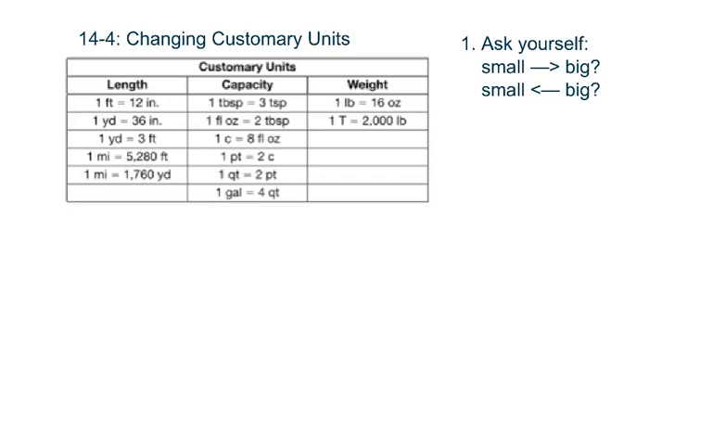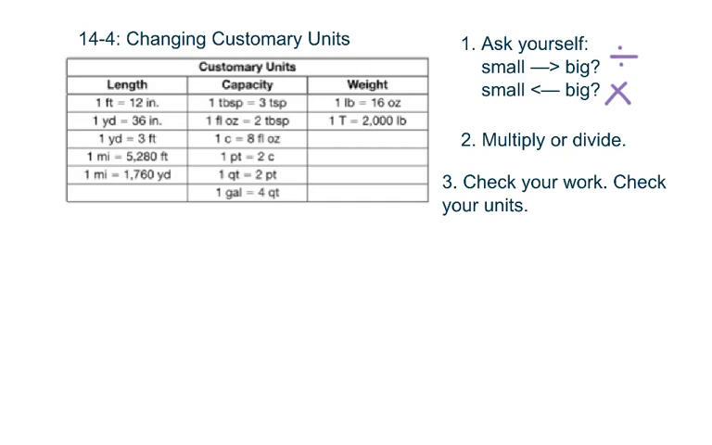First, you need to ask yourself, are you going from a smaller unit to a bigger unit, or are you going from a bigger unit to a smaller unit? That will help you determine whether or not you are going to multiply or divide. If you are going from a smaller unit to a bigger unit, you are going to divide. If you are going from a bigger unit to a smaller unit, you are going to multiply. It seems like you would do the opposite, but you'll notice a particular pattern when you are changing customary units. Your third and final step is to check your work and check your units.